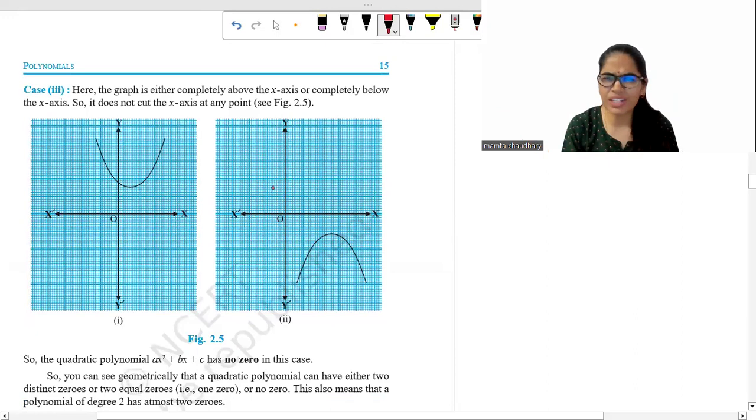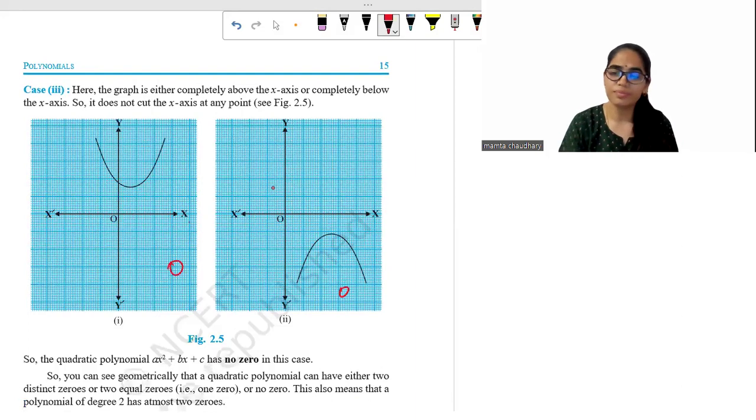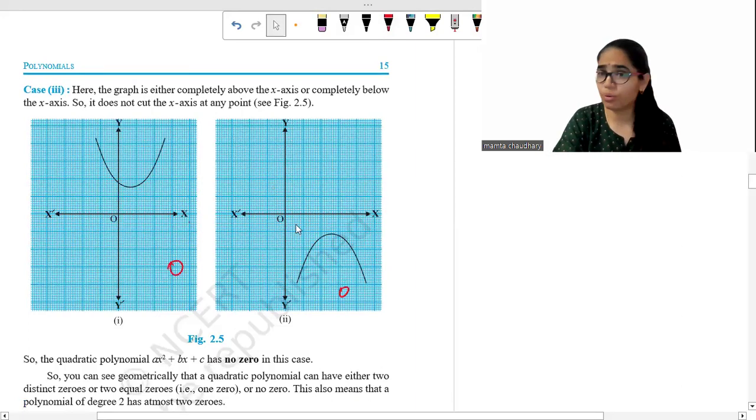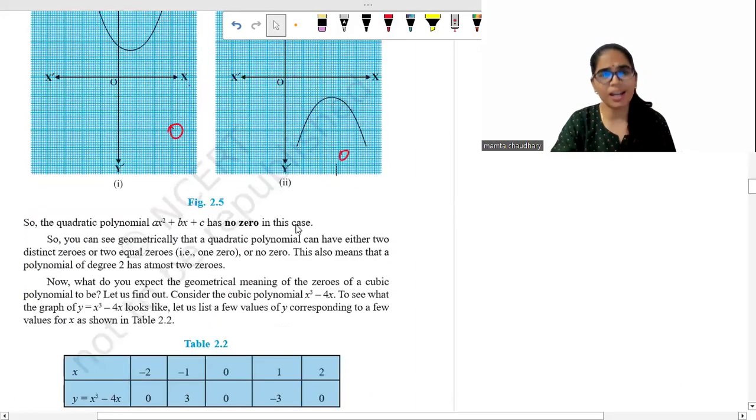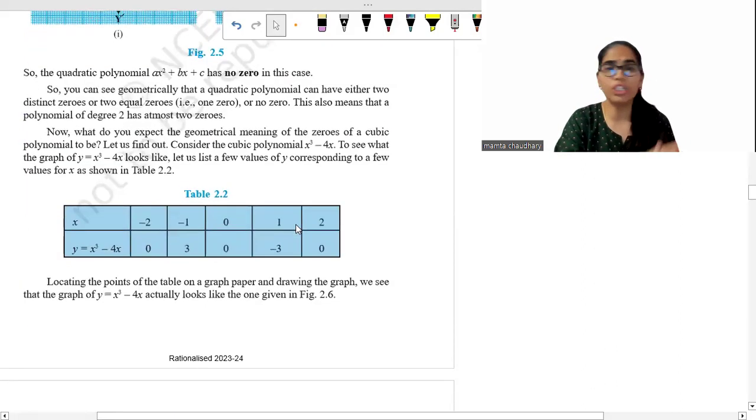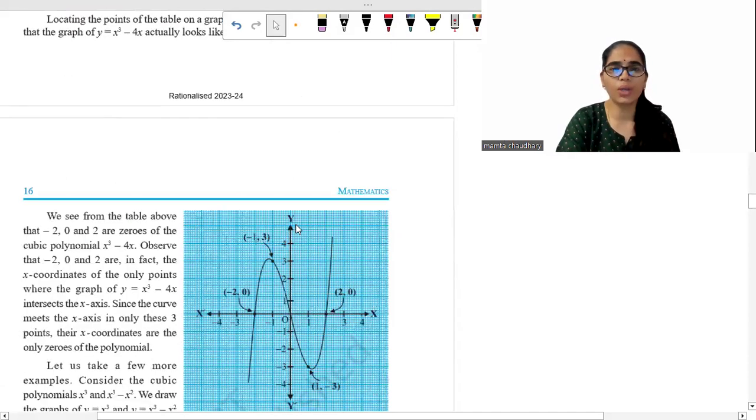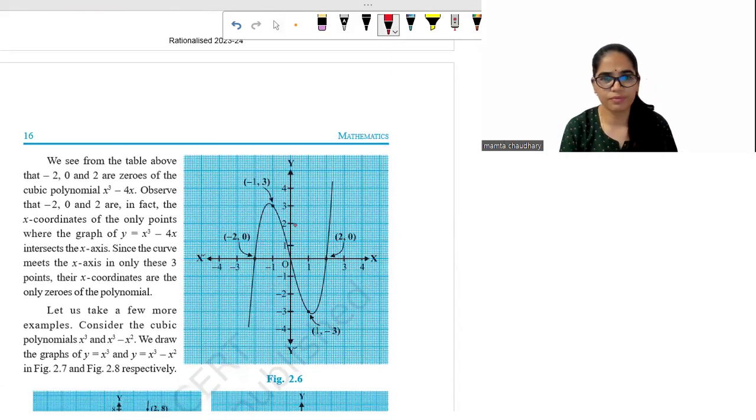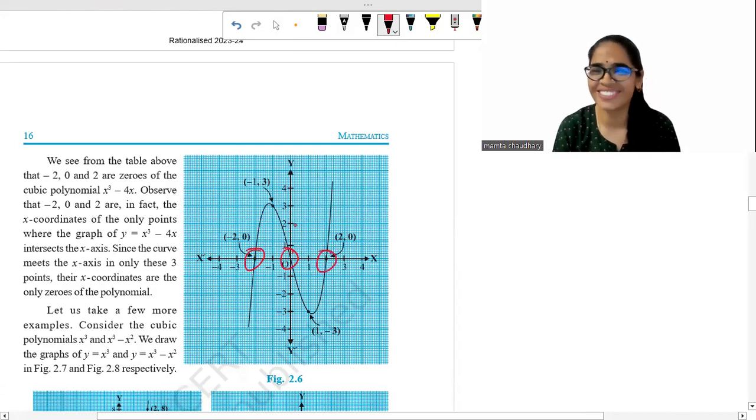Now let's see these graphs. Are these graphs touching or intersecting the x-axis? No. The number of zeros? 0. Here, is it touching or crossing? No. So the number of zeros? 0. It's very, very easy. You need to simply see the graph and observe. No need to draw at all. Now let's find in this graph: 1, 2, 3. How many zeros? 3 zeros. Absolutely correct.